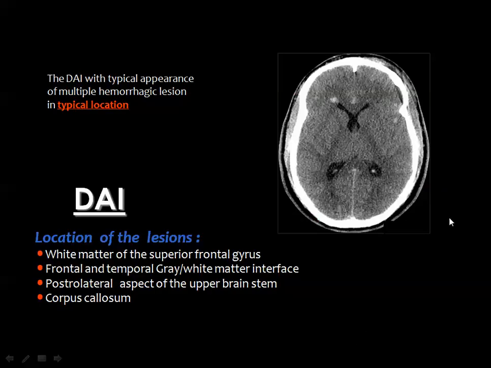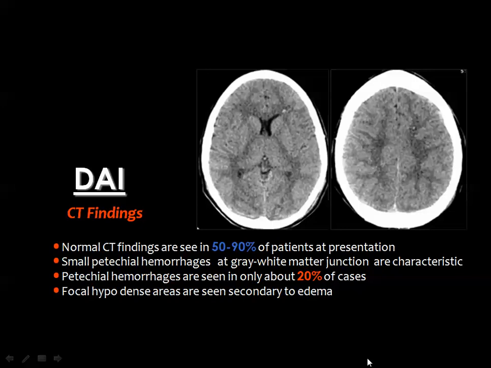Whenever you see a patient with history of trauma and you see these petechiae or minute foci of hemorrhage, you know that this is acute diffuse axonal injury. The typical locations for these petechial hemorrhages are the white matter of the superior frontal gyrus here, and the frontal and the temporal gray-white matter interface in these areas, and above, the posterolateral aspect of the upper brain stem, and the region of the corpus callosum.